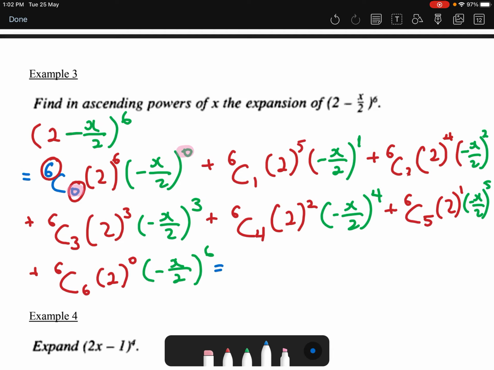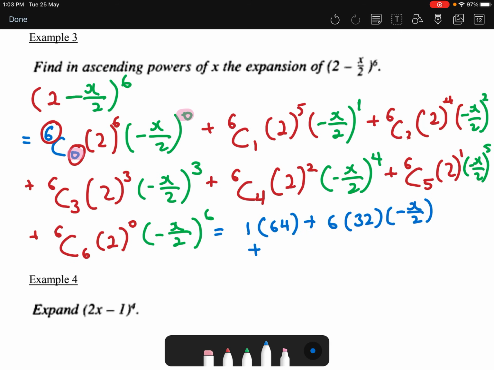So the first term, 6 choose 0, sorry, it's 1, not 6. Then 1 multiplied by 2 to the power of 6, 64. Plus 6 choose 1 will be 6, times 32, then minus x over 2. Third term will be 6 choose 2, 15, then 2 to the power of 4 is 16, then of course x squared over 4.